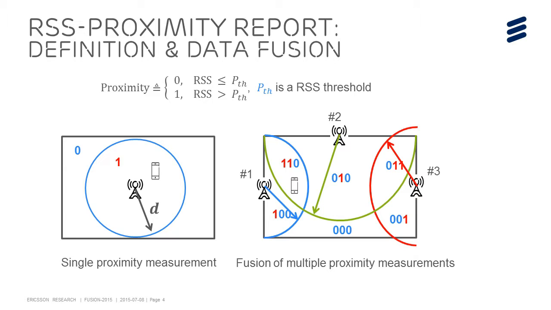But fusing multiple proximity reports is not always beneficial, unless the coverage radius is carefully chosen. Too big a coverage radius, or equivalently, too small an RSS threshold, and too small a coverage radius, or equivalently, too big an RSS threshold, do not give sufficiently informative proximity reports. Next, I will show some simple MATLAB animations to motivate the importance of the RSS threshold.